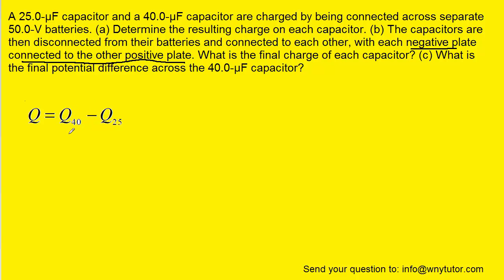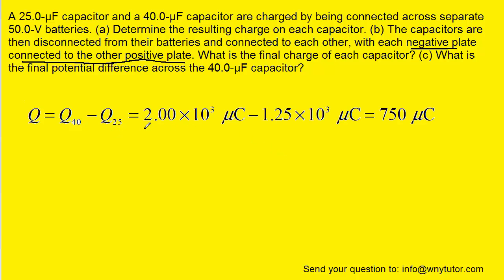So we'll go ahead and fill in the charge on the 40 microfarad capacitor as well as that on the 25 microfarad capacitor. So here we've gone ahead and plugged in the values that we computed earlier. We're leaving them in terms of microcoulombs in this case. And when we subtract them, we get the following for the net charge on the capacitors.